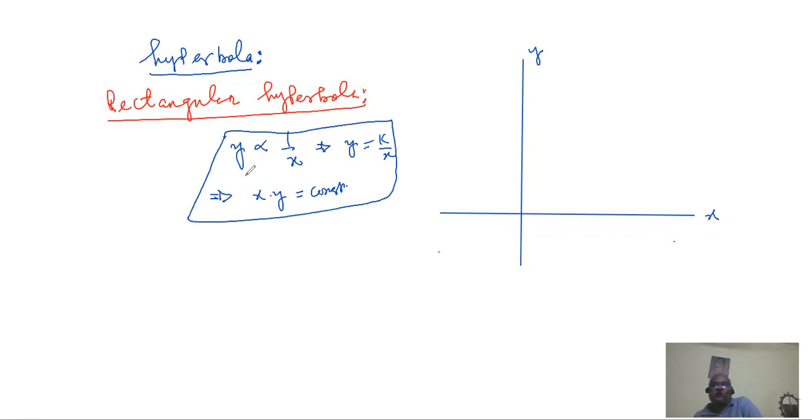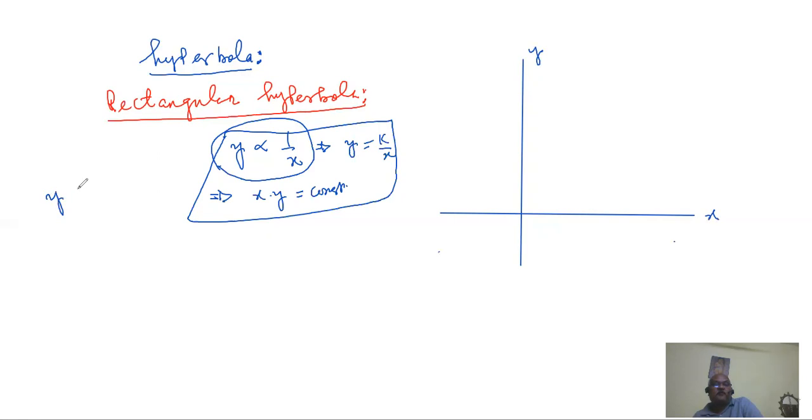And this you must be interested in at present. Other types of hyperbola like x square by a square minus y square by b square equal to something like that, they appear very rarely in natural sciences, and at present we neglect them. We focus on this equation. Y is proportional to 1 by x.